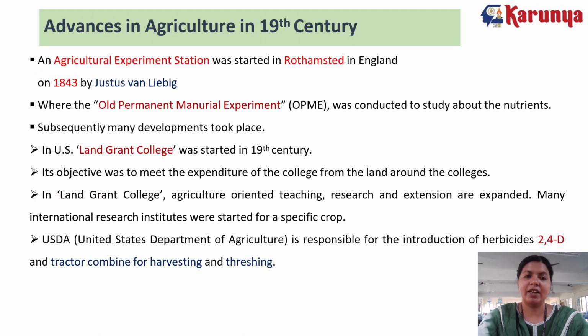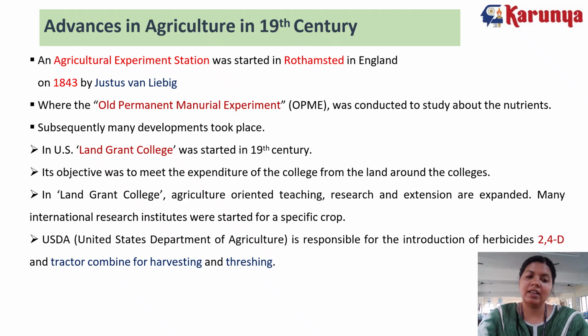Next are some of the advances in agriculture which happened in the 19th century. In the 19th century, research in agriculture actually started. Then the first agriculture research station was started in Rothamsted in England in 1843 by Justus von Liebig. A long-term fertilizer experiment was conducted in USA.